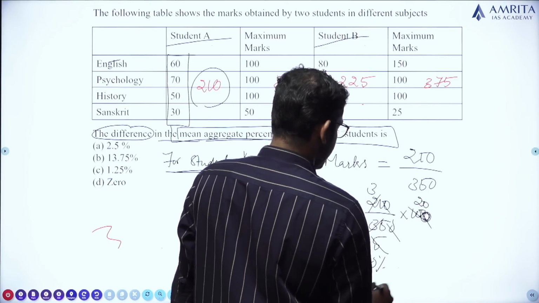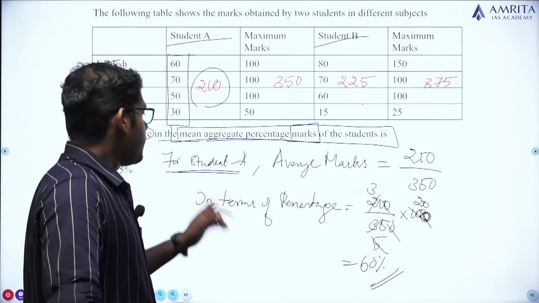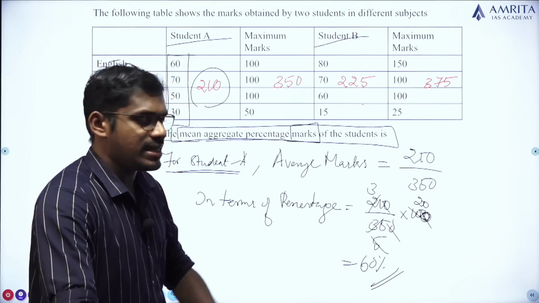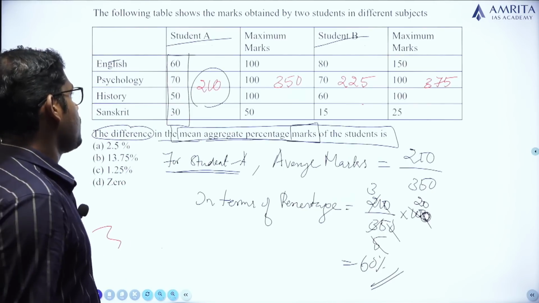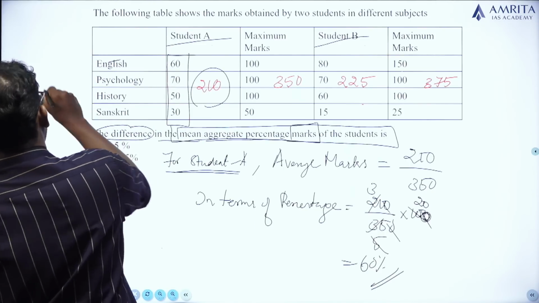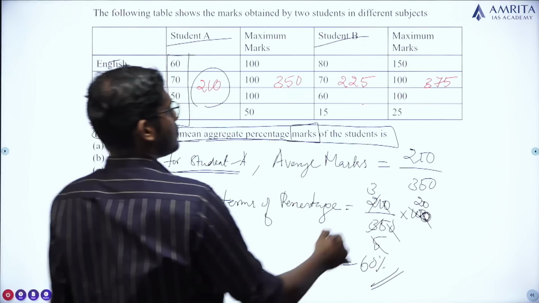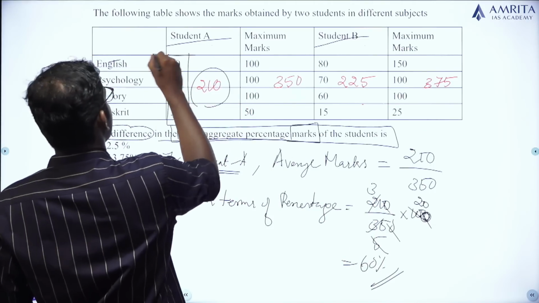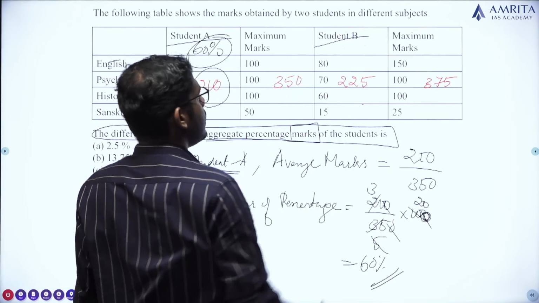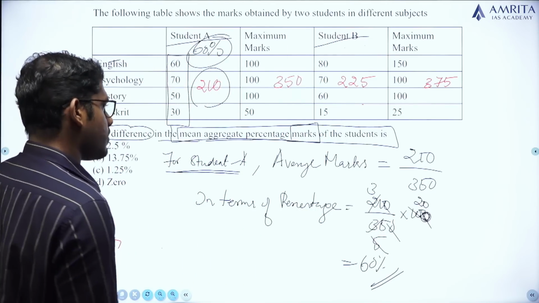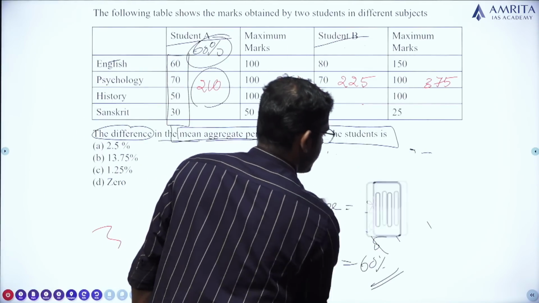Okay, it is 60%. So the mean aggregate percentage marks of student A is 60%. Clear? Now let's look at the mean aggregate percentage marks of student B.